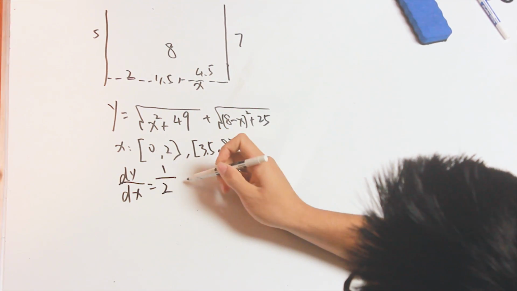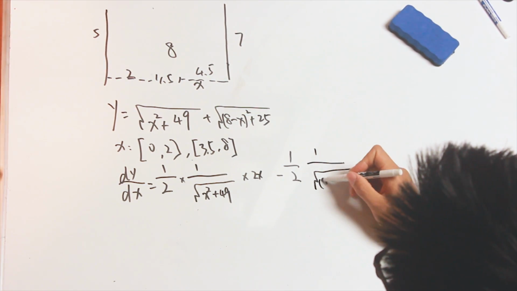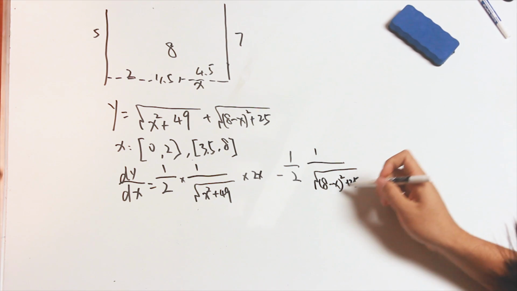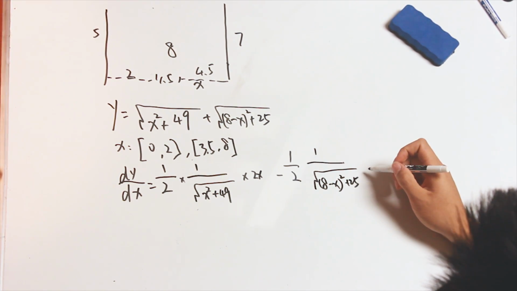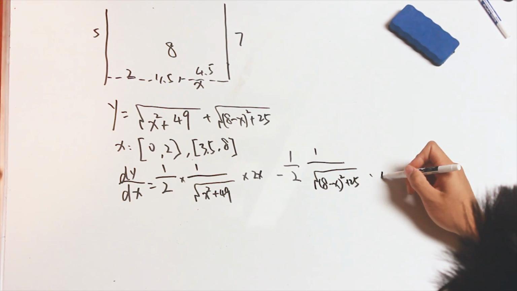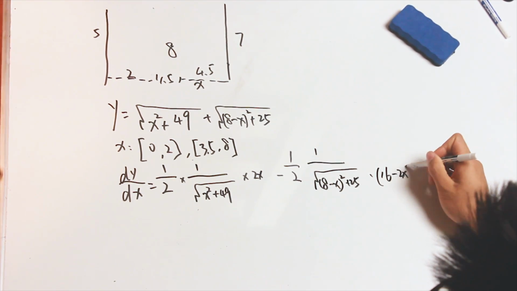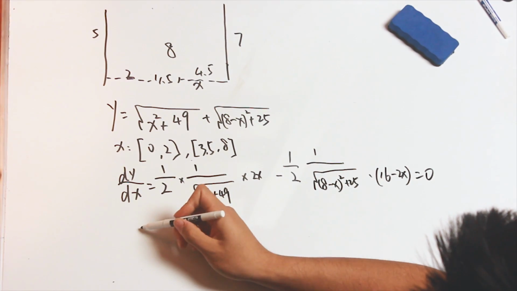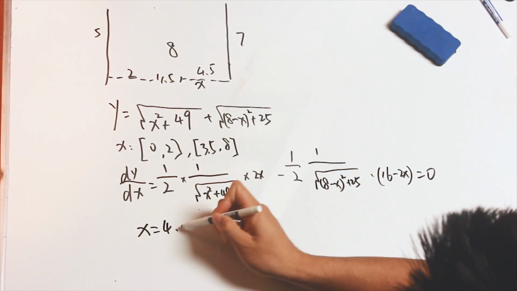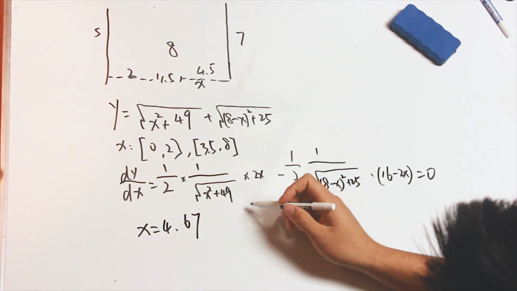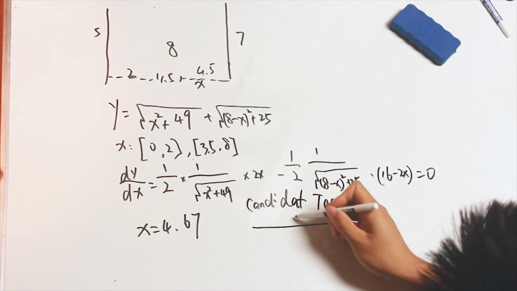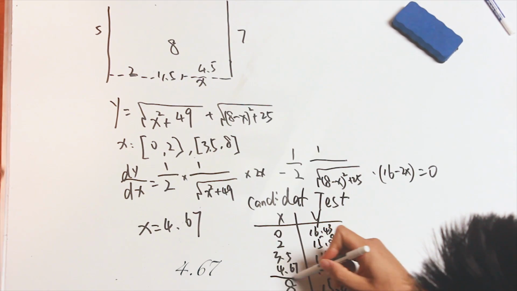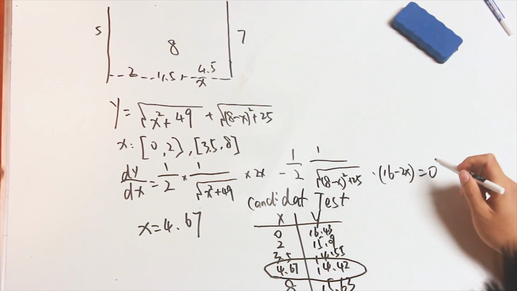dy/dx equals 1/2 times 1 over the square root of x squared plus 49 times 2x minus 1/2 times 1 over the square root of (8 minus x) squared plus 25 times 16 minus 2x. Let's type it into the calculator. There is a turning point when x equals 4.67. Using the candidate test, the smallest y is when x equals 4.69 and y is 14.42.